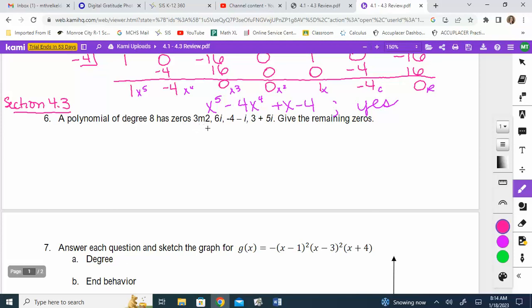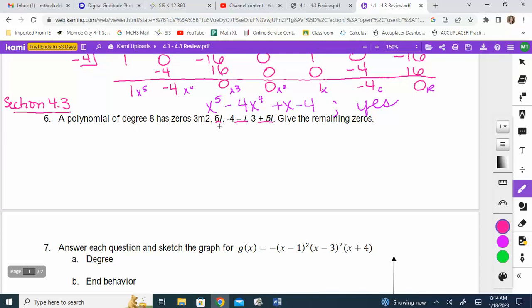I gave you 3 with multiplicity of 2, so that's 2 of them. 6i, negative 4 minus i, and 3 plus 5i. What else would have to be a 0? I have 5 total so far, and I need 8 of them. Plus or minus all of them.